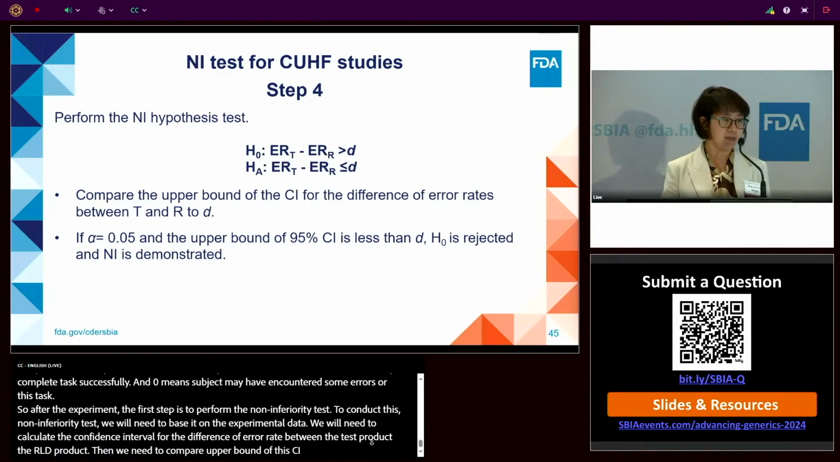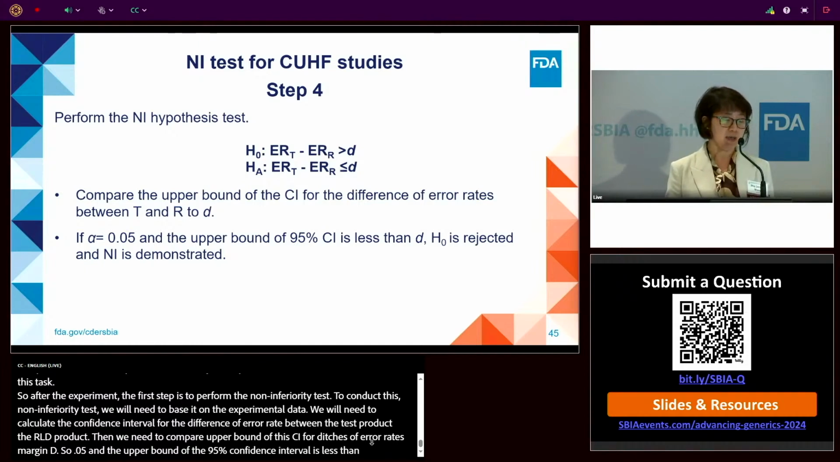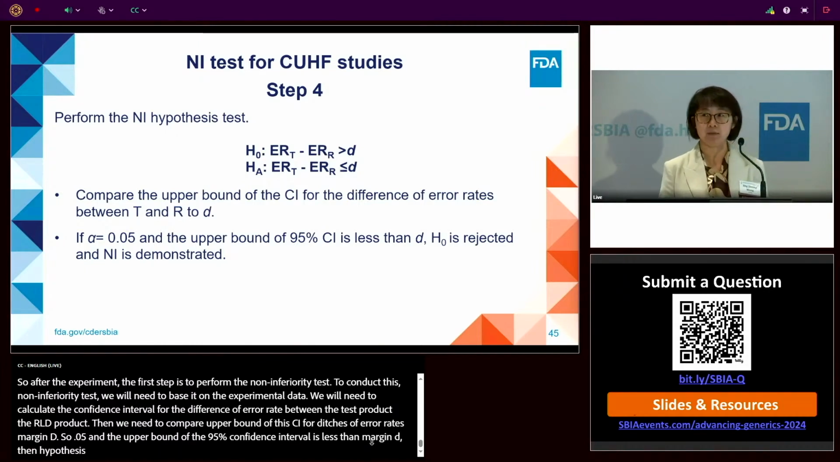If, given the alpha level equals 0.05, the upper bound of the 95% confidence interval is less than the margin D, then the null hypothesis is rejected and the non-inferiority is demonstrated.